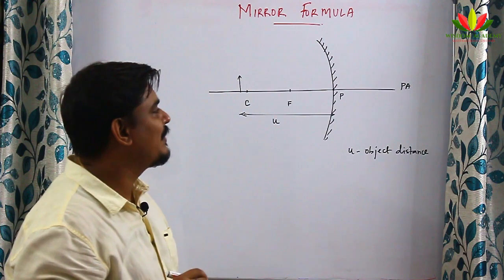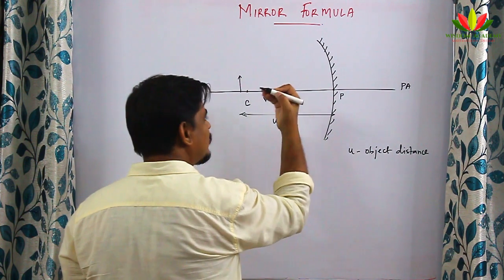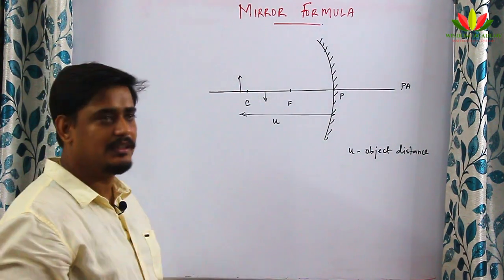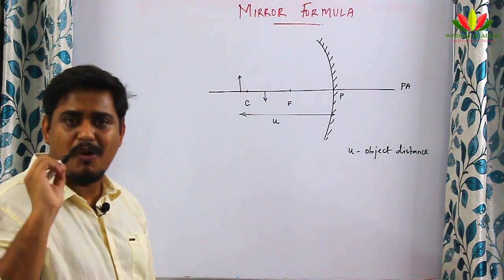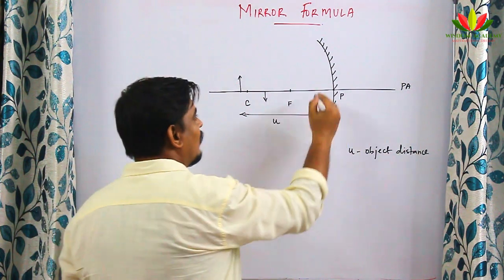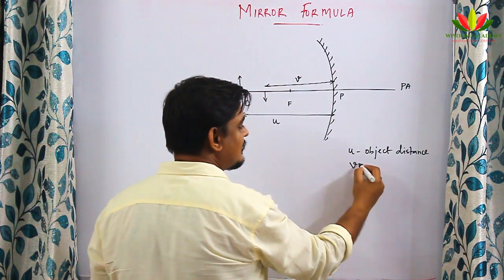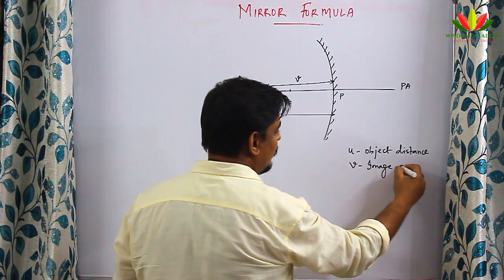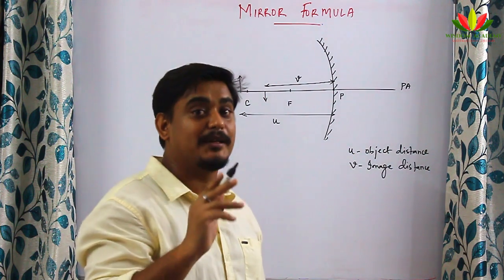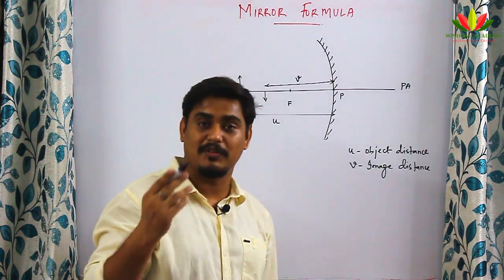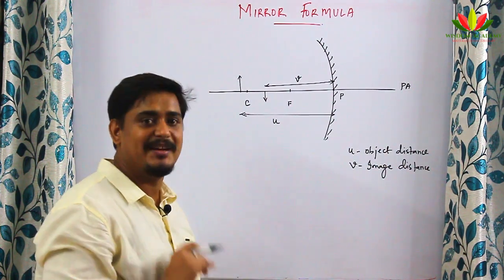We know when the object is placed beyond C, the image will be formed between C and F somewhere. I am just drawing it; since I know how it will be formed, I am not drawing the ray diagrams. Now this is the location of the image. The location of the image from the pole is known as V, which means image distance. You would have studied U and V in the motion chapter in 9th standard, where U was initial velocity and V was final velocity. But in the light chapter, U is the object distance and V is the image distance.